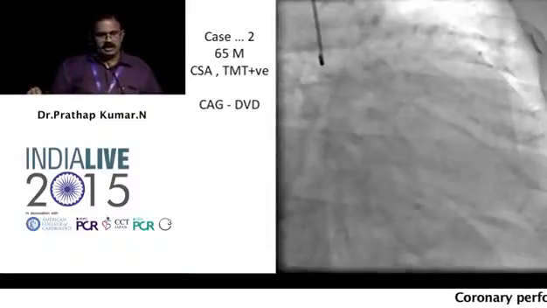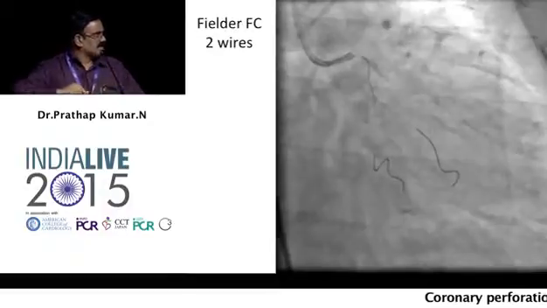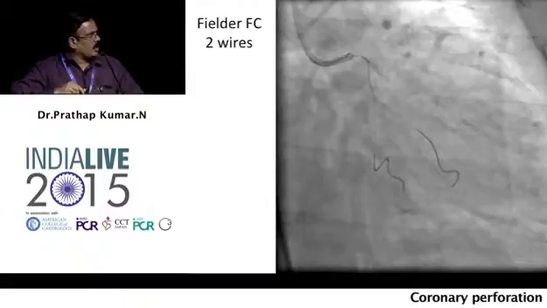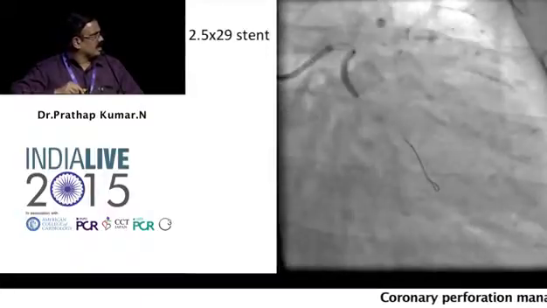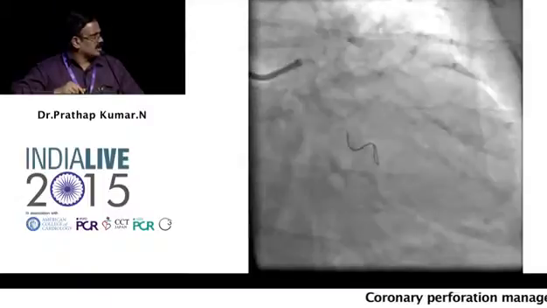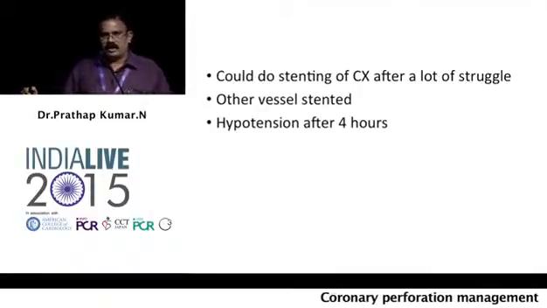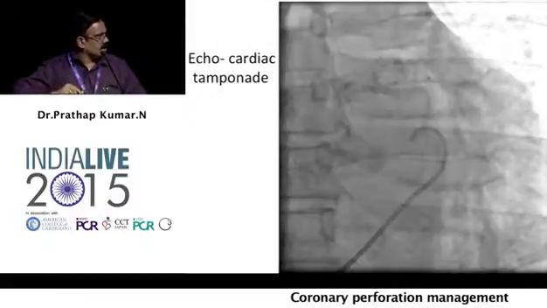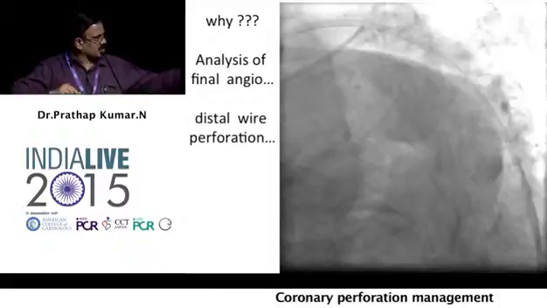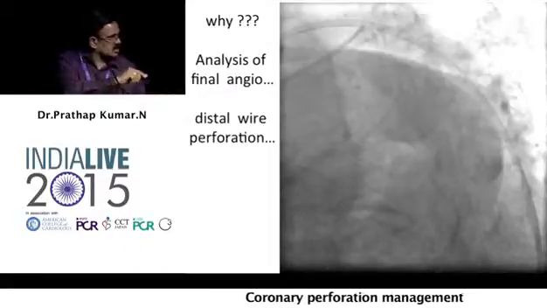Case 2 is a chronic stable angina, treadmill positive, double vessel disease. You can see a double vessel disease, an angulated vessel. Two wires with balloon inflation, very difficult. A 2 into 2.29 stent is put, happy. Could do stenting of the circumflex after a lot of struggle. Another vessel is also stented. Hypotension after 4 hours ended in a tamponade, from a distal wire perforation, which was totally missed because of the multiple wire manipulation to get the 2 stents down.